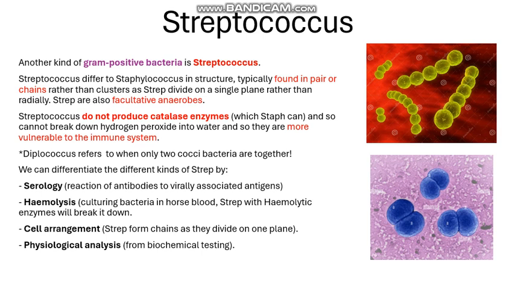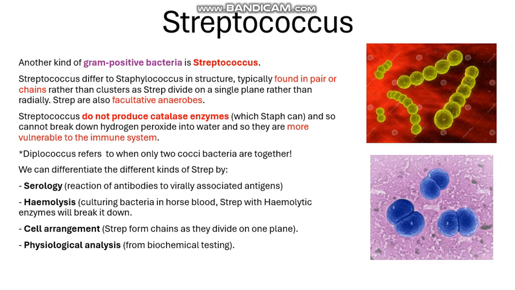They are also facultative anaerobes like Staphylococcus. Streptococcus, on the other hand, do not produce catalase enzymes, and so they cannot break down hydrogen peroxide into water, so they're more vulnerable to the immune system, because you have immune cells like macrophages that use hydrogen peroxide to kill pathogens, and streptococci are unable to break down this hydrogen peroxide into water. A diplococcus refers to when there are only two cocci bacteria together, shown here.